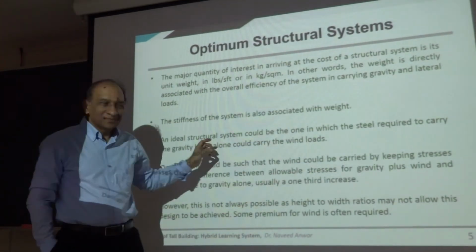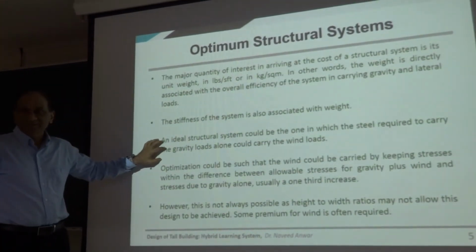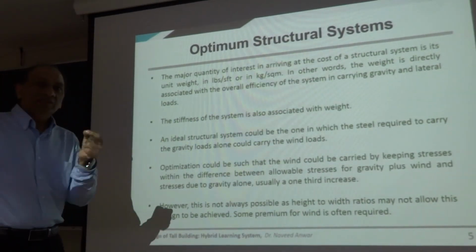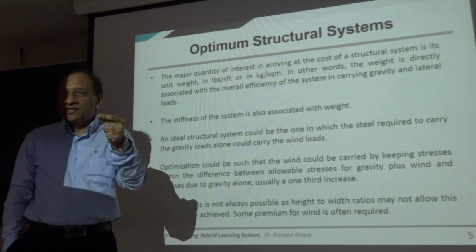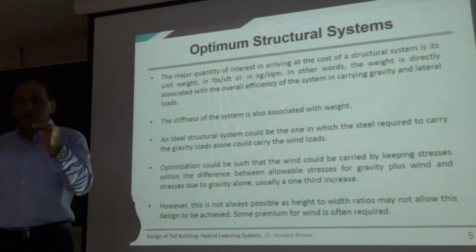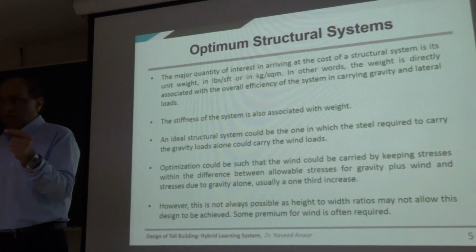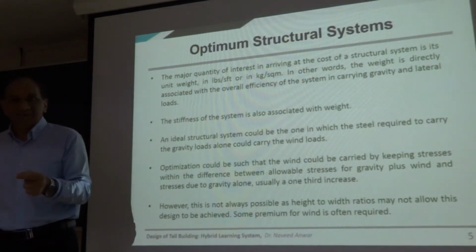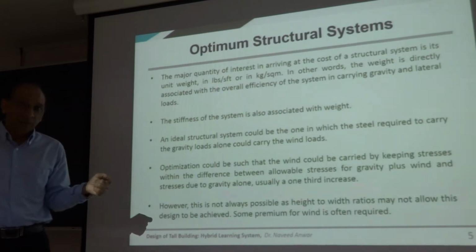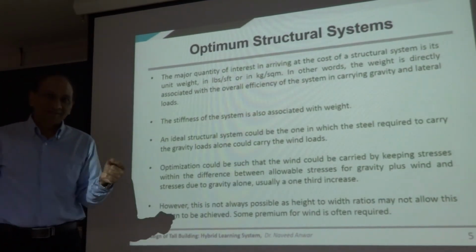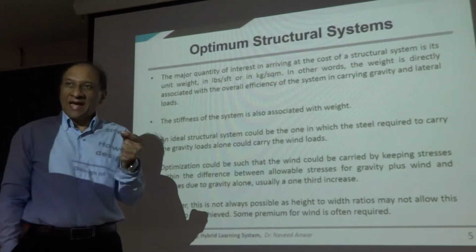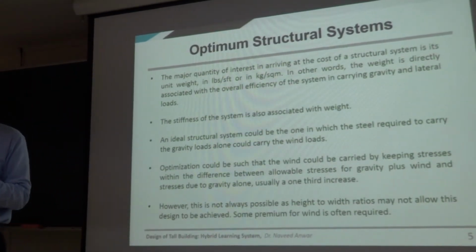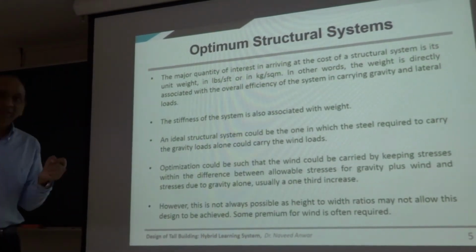Now this is an interesting statement. Ideally speaking, a system which does not require any additional steel or concrete to resist the lateral load, that means only the gravity load design system can also take horizontal loads, will be the least cost solution, because you're not adding anything for the lateral load. But obviously that's not going to be possible. But the target is something like that.